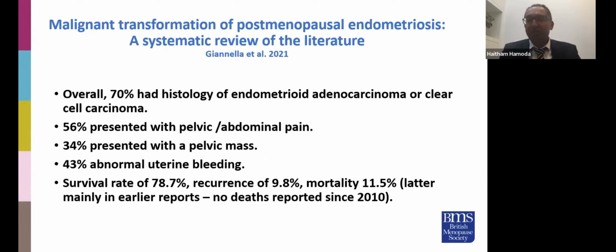From a histology point of view, endometrioid adenocarcinoma is the commonest histology. But if you want to ask the question, how would an individual present? What is the clinical picture? Pelvic pain, abdominal pain was the commonest symptom. More than half of the individuals had pain. Pelvic mass in 1 in 3. Abnormal bleeding, about 40%. Now, most of these reports are old reports.